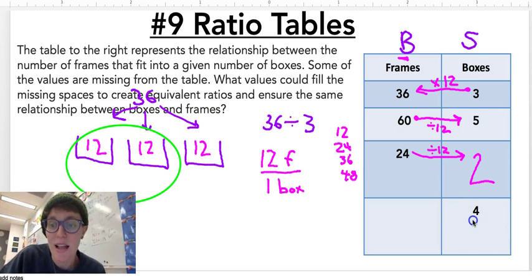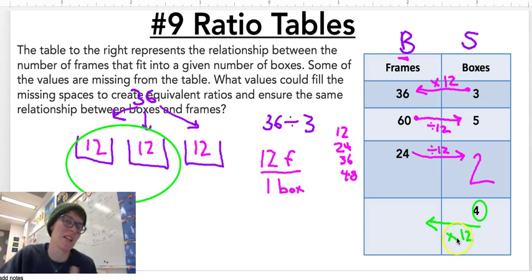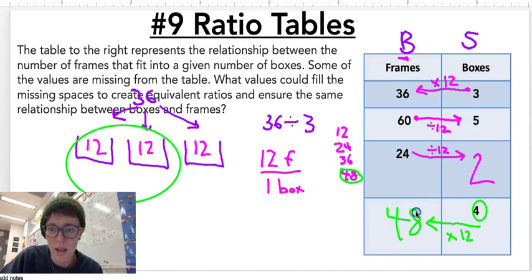Now let's look at this. This is asking for 4 boxes. So when I think about 4 boxes, I'm like, okay, I know I'm going from a smaller number to a bigger number, so that means I need to multiply by 12, and you guys should be sick of me saying 12, but that's that unit rate. That's why that unit rate is so important. And 4 times 12 is going to be 48.